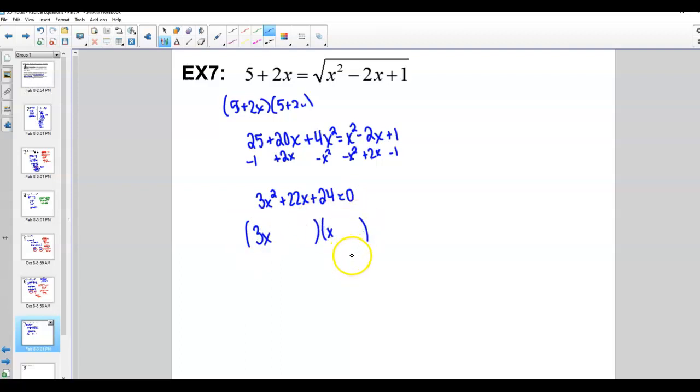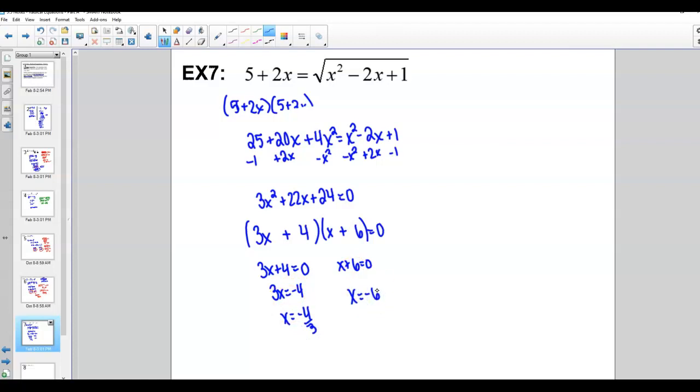It's not the easiest in the world to factor, so we could use a 6 here and 4 here. Will that work? We'll have 18 and 4. Yep, that'll work. So we'll set each one of these equal to 0. So we'll have 3x equals negative 4, and so x will equal negative 4/3. This is one of our answers, potentially, and the other one is x equals negative 6.